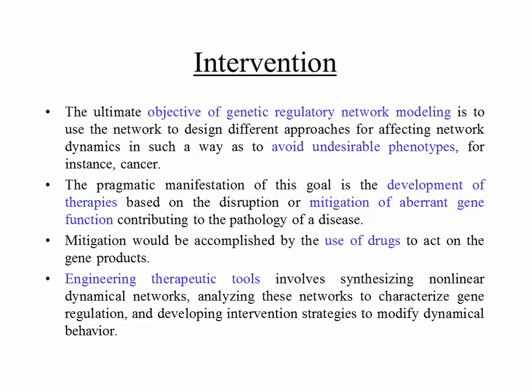So intervention: the ultimate objective of genetic regulatory network modeling is to use the network to design different approaches for affecting network dynamics in such a way as to avoid undesirable phenotypes, for example, cancer. So the pragmatic manifestation of this goal is the development of therapies based on the disruption or mitigation of aberrant gene function contributing to the pathology of a disease. Mitigation would be accomplished by the use of drugs to act on the gene products.